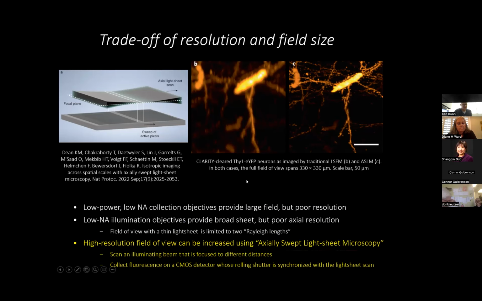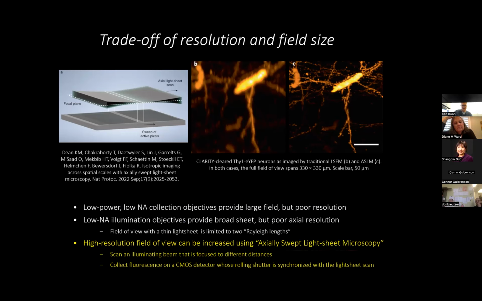A CMOS detector actually can collect its light sequentially. And so if you time the collection of light by this CMOS to the scan, essentially it's acting like a confocal aperture, or a line scan aperture at any rate. As the beam is scanning through the sample, you're collecting photons in this narrow band of active pixels. And when you do that, you end up getting much, much higher resolution.